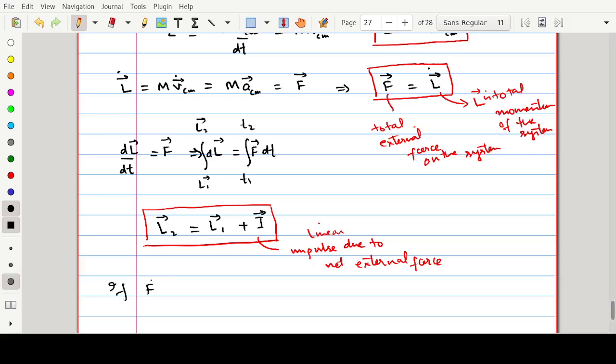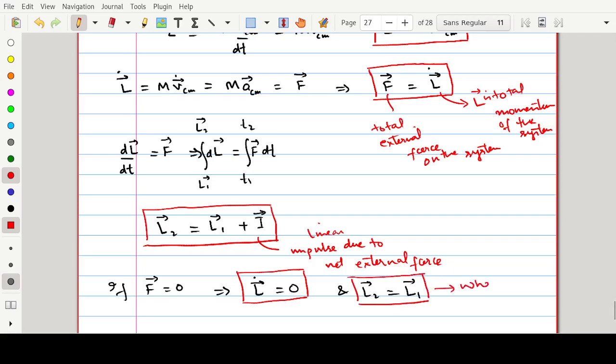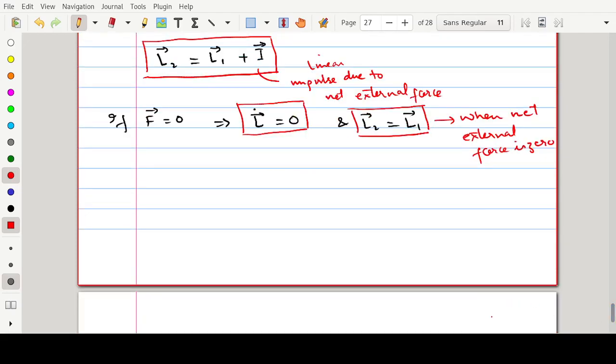If the net external force is 0, then your L dot will be 0 and L2, the momentum of the system at a later time instant, will be equal to L1, the momentum of the system at an initial time instant. When the net external force is 0, it might be that some particles are experiencing some force, but when taken in total, the force applied by some external agency onto the whole system, onto all the particles, if you sum that up and that comes out to be 0, then you can write conservation of momentum of the system.